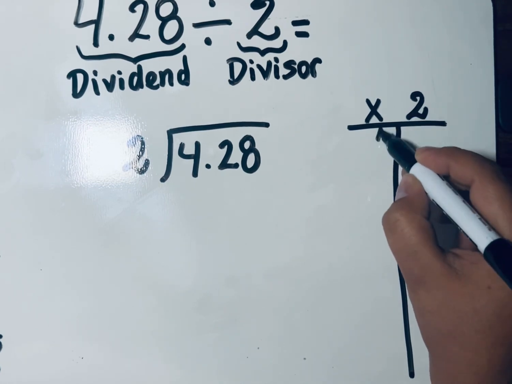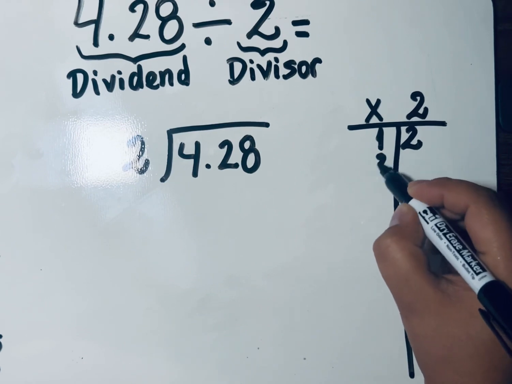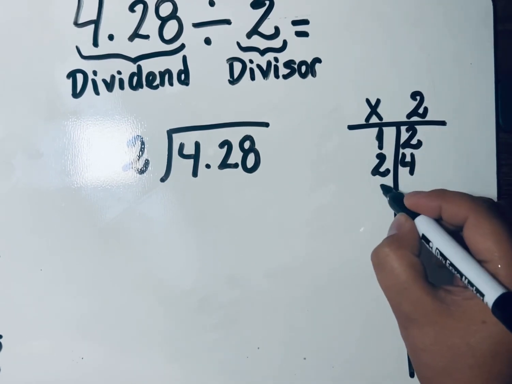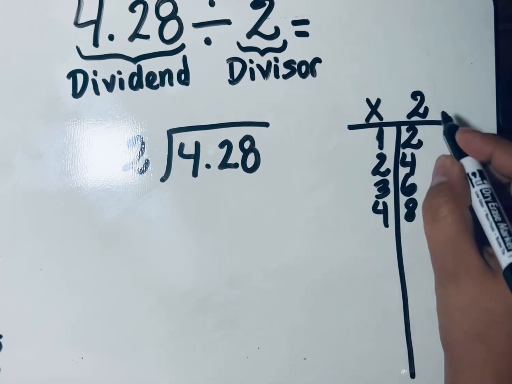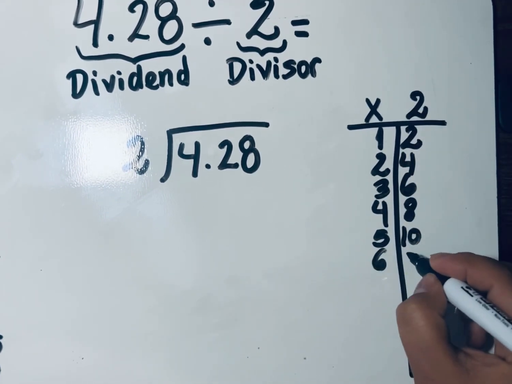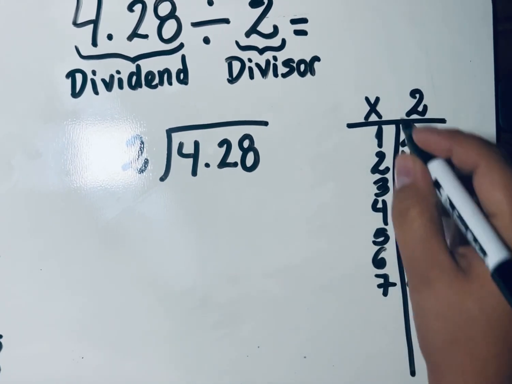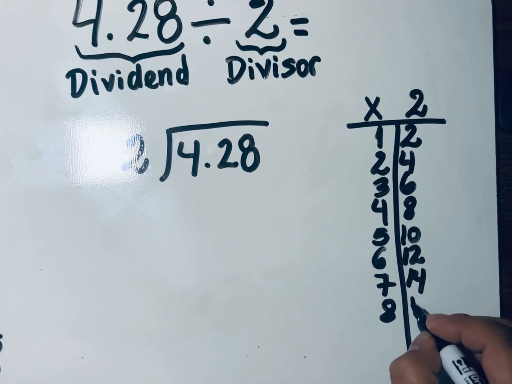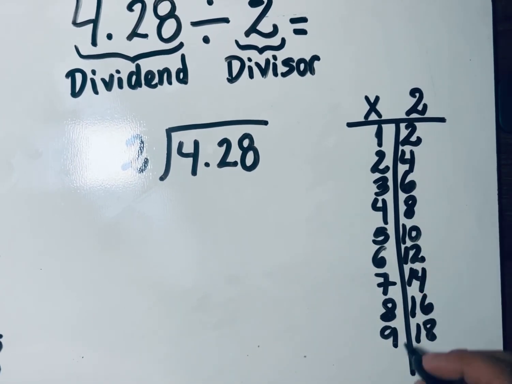So 1 times 2, or 2 times 1 is 2, 2 times 2 is 4, 2 times 3 is 6, 2 times 4 is 8, 2 times 5 is 10, 2 times 6 is 12, 2 times 7 is 14, 2 times 8 is 16, 2 times 9 is 18, and 2 times 10 is 20, okay?